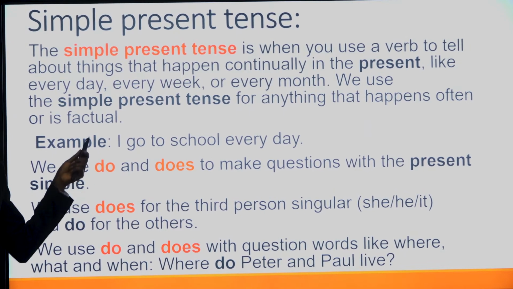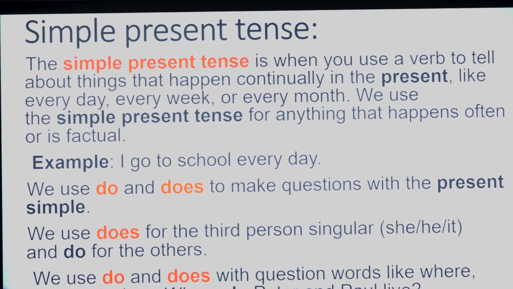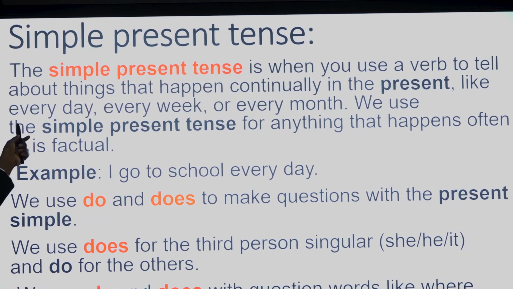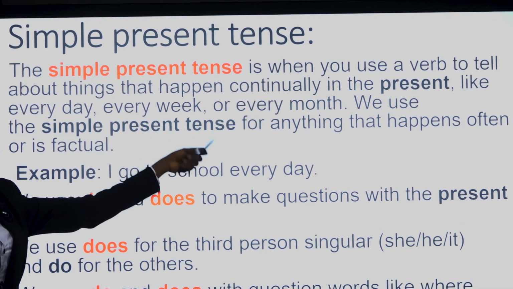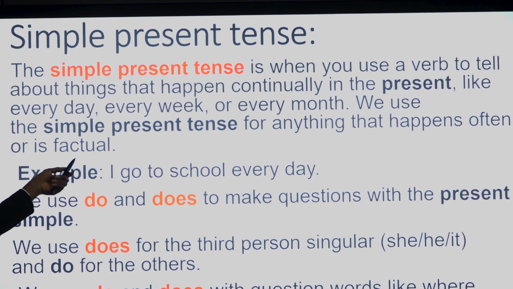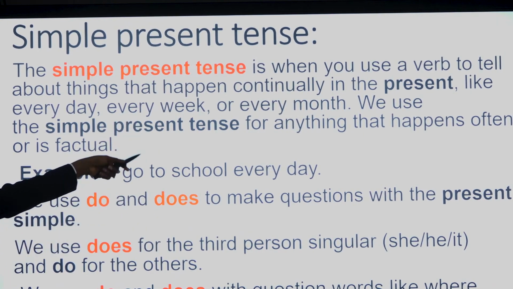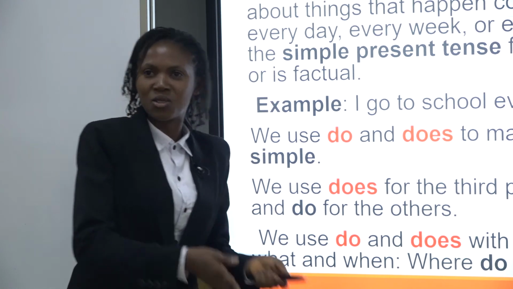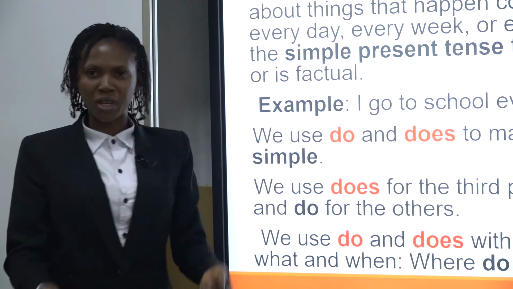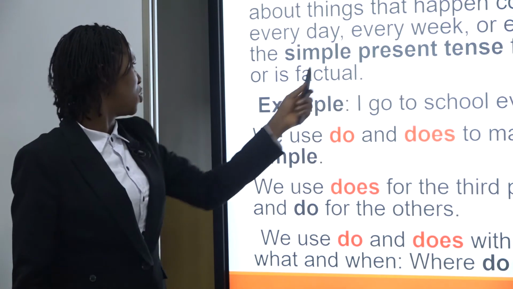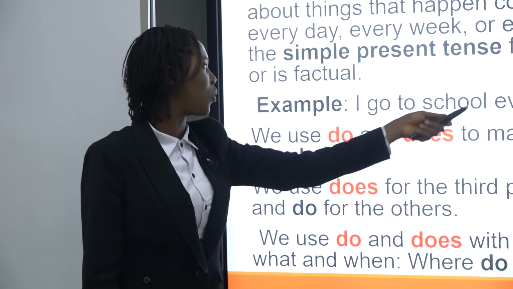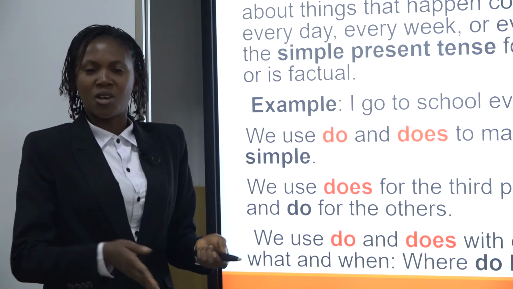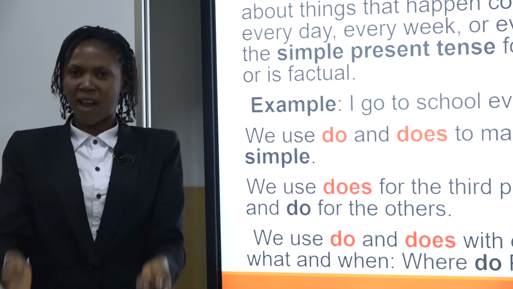We are going to talk about simple present tense. The simple present tense is when you use a verb to tell about things that happen continually in the present, like every day, every week, or every month. Present tense talks about something that happens every day, just like a routine, or every week, or yearly. We use the simple present tense for anything that happens often or is factual, just something that is a fact. For instance, we say what? The sea is blue is a fact or scientific.